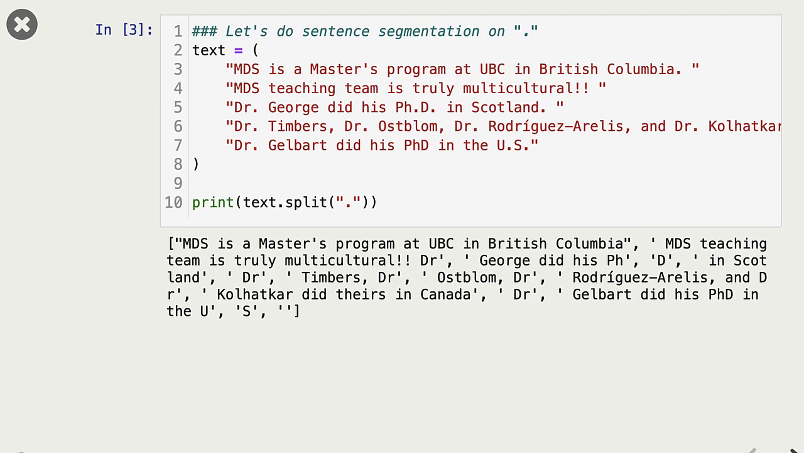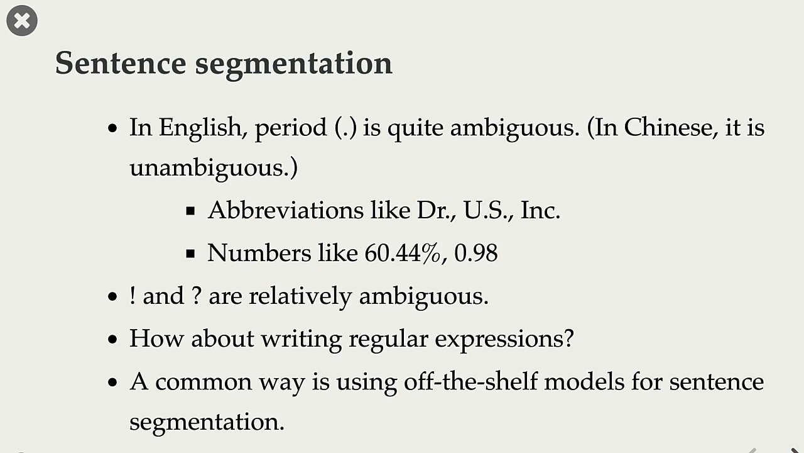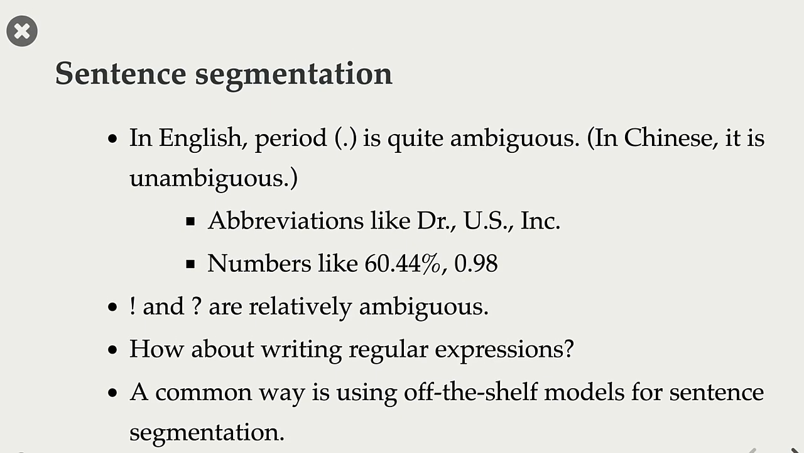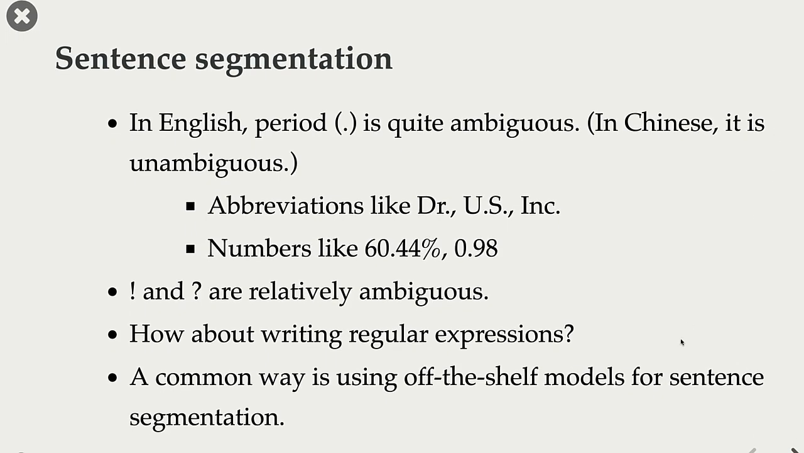In languages like Chinese, it is not ambiguous, it is unambiguous, and you can split sentences on period. But in English, that's not the case because there are abbreviations like doctor, US, Inc., so on. Also, there are numbers like 0.98. Also, other sentence ending markers such as exclamation mark and question mark, they are also relatively ambiguous.